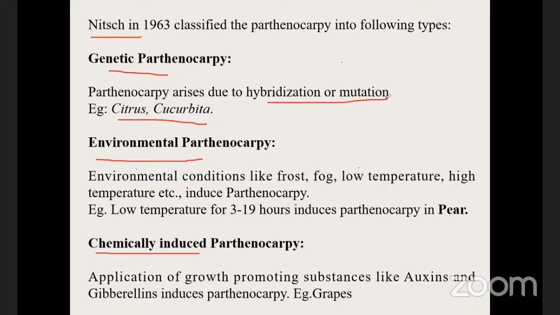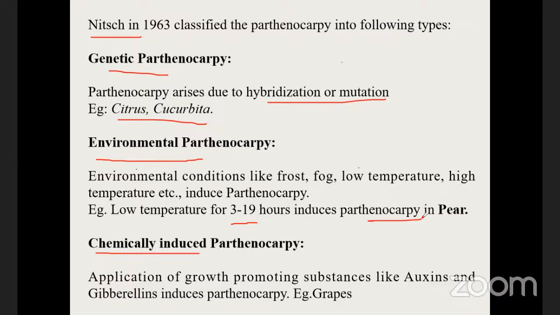The second one is environmental parthenocarpy. Environmental conditions may be frost, cold, fog, low temperature or very high temperature. It leads to parthenocarpy. Low temperature for up to 19 hours induces parthenocarpy in some fruits. If we grow them in low temperature areas, it leads to parthenocarpy, with no need of fertilization.